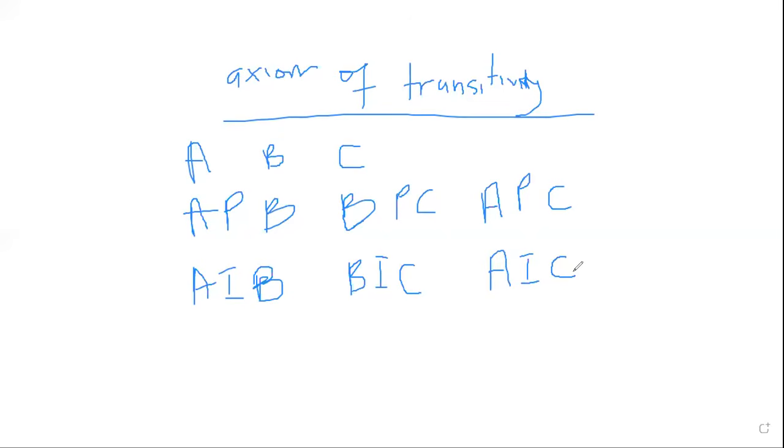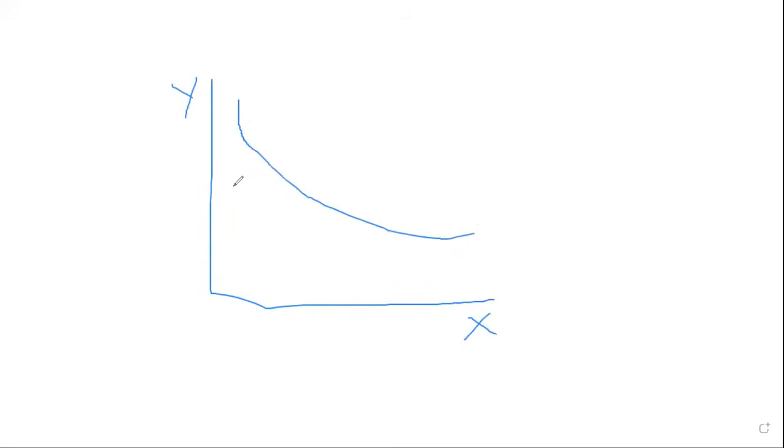And we are going to explain that. This axiom is violated when two indifference curves intersect. So let's explain that. I'll clear this and let me draw two indifference curves intersecting each other. I have commodity Y here, I have commodity X here. Then this is one indifference curve and this is another indifference curve.